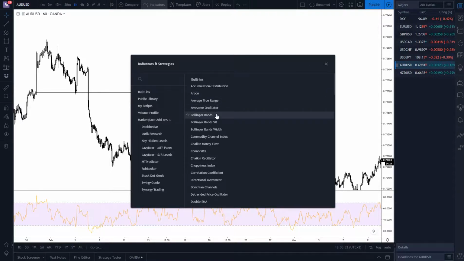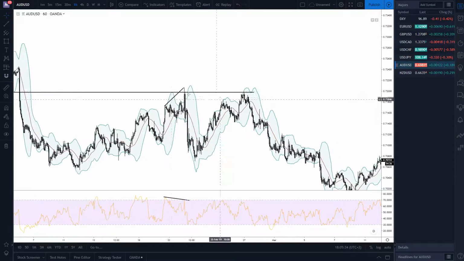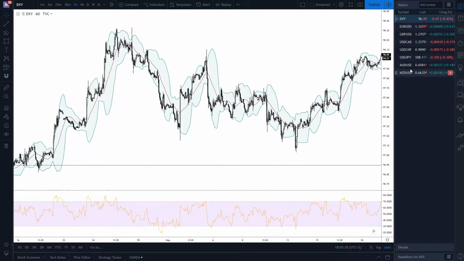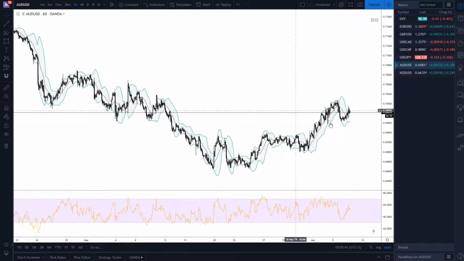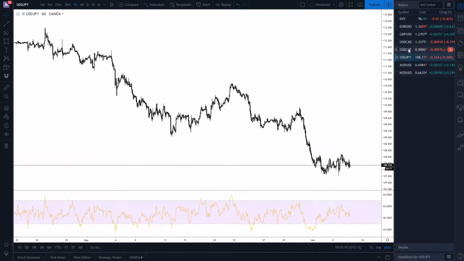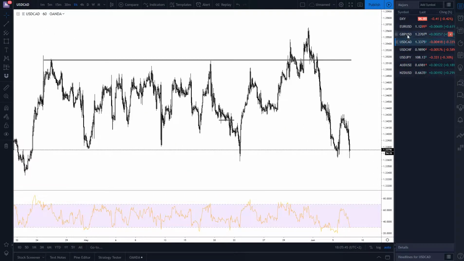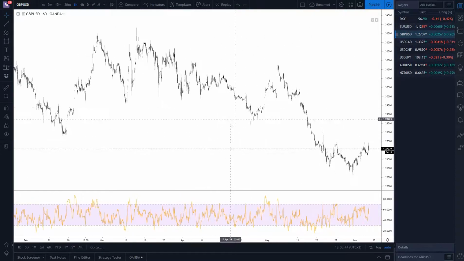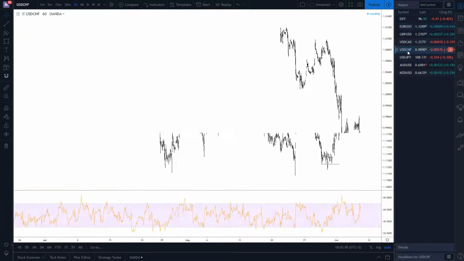Bollinger Bands obviously are going to show some out of balance, but I would never really trade this. I also just forgot what chart I was watching. Anyway, I think I will end the video here.